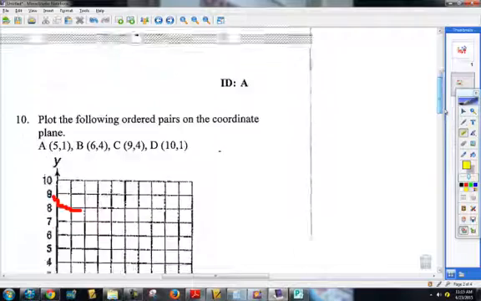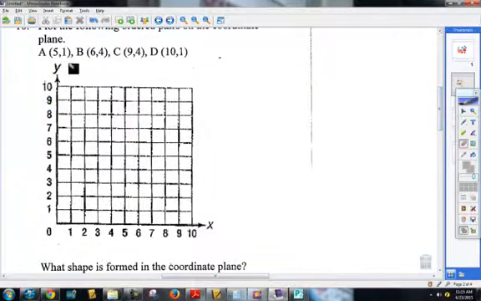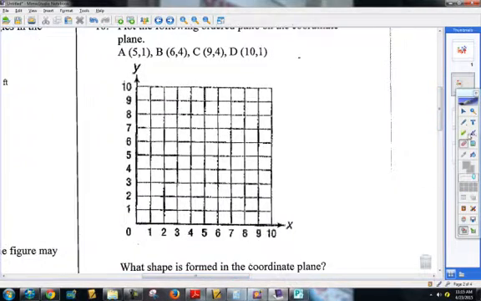All right. Here, this question right here, number 11 or 10, is going to be worth 5 points. You're going to have 1 point for each coordinate, and then 1 point down here for the shape. So pay attention. Make sure yours is in the right spot.